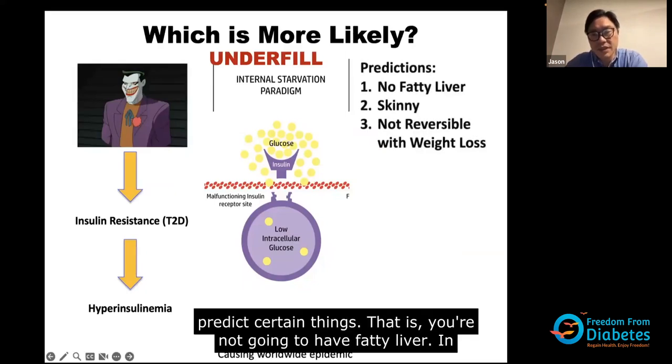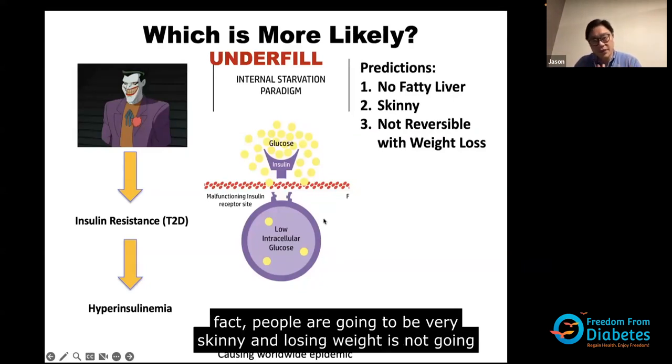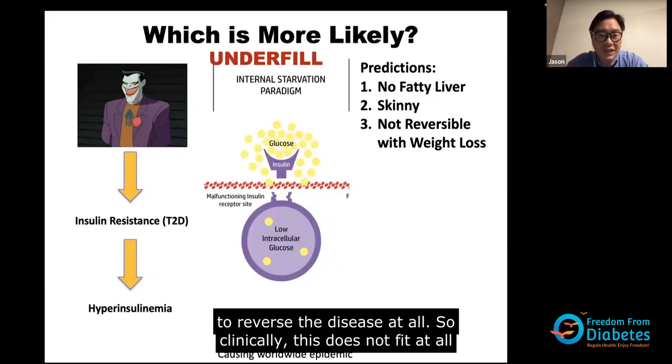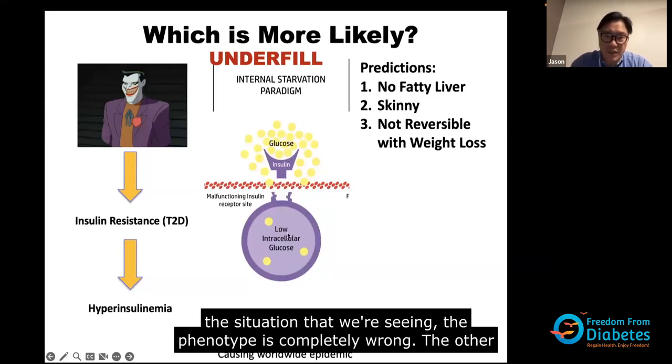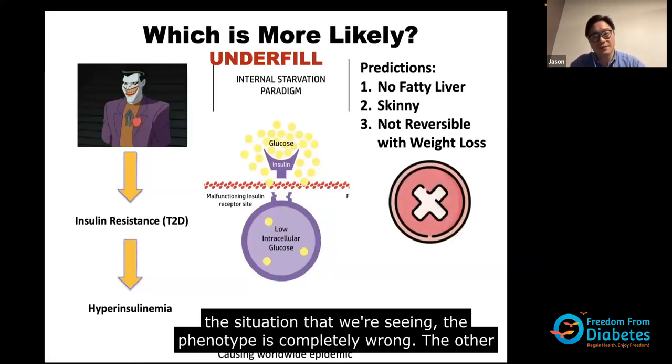It's also going to predict certain things. That is, you're not going to have fatty liver. In fact, people are going to be very skinny, and losing weight is not going to reverse the disease at all. So clinically, this does not fit at all the situation that we're seeing. The phenotype is completely wrong.